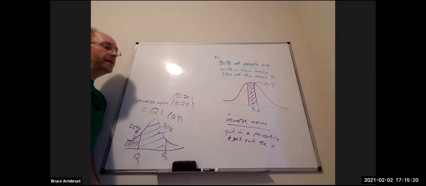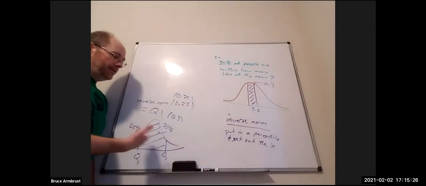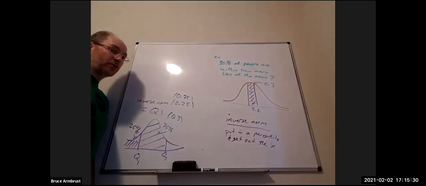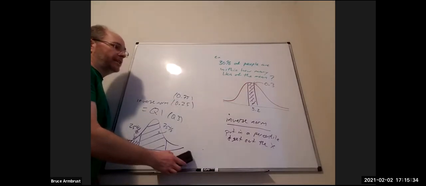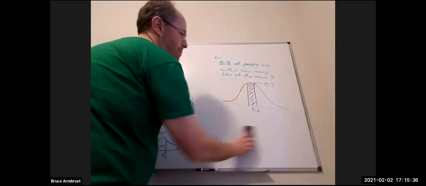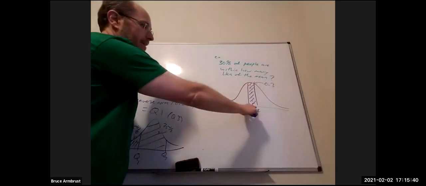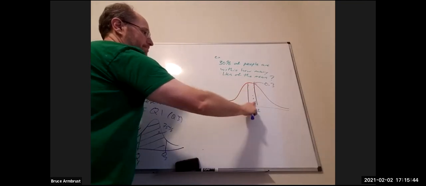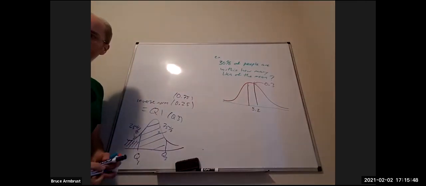All right, well, to answer our question, we still need to do that. We still want to use this inverse norm, but we're going to have to get creative about it. Okay? So check this out. What can you tell me about the percentile for 5.2? 5.2 is the mean. What percentile was that?